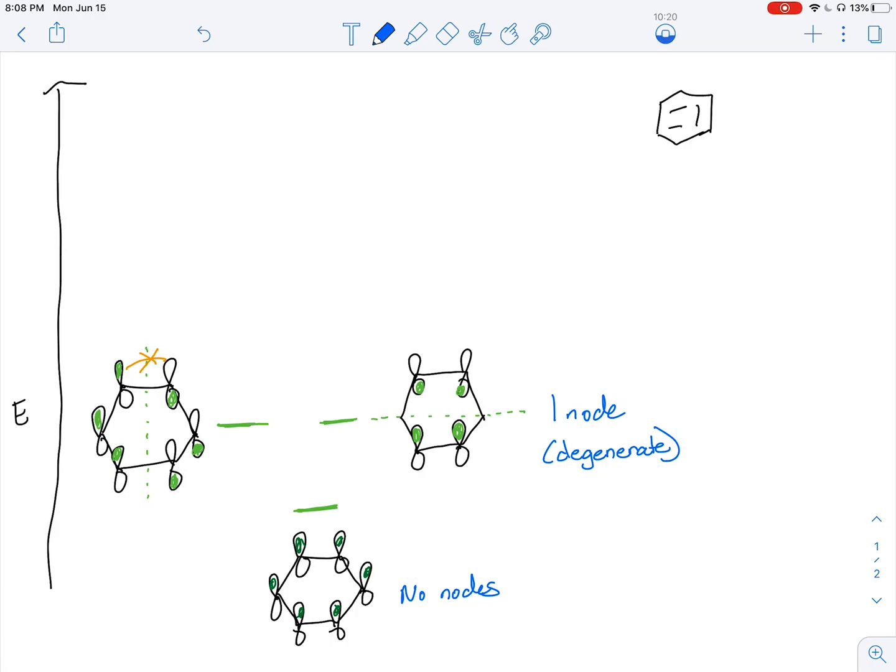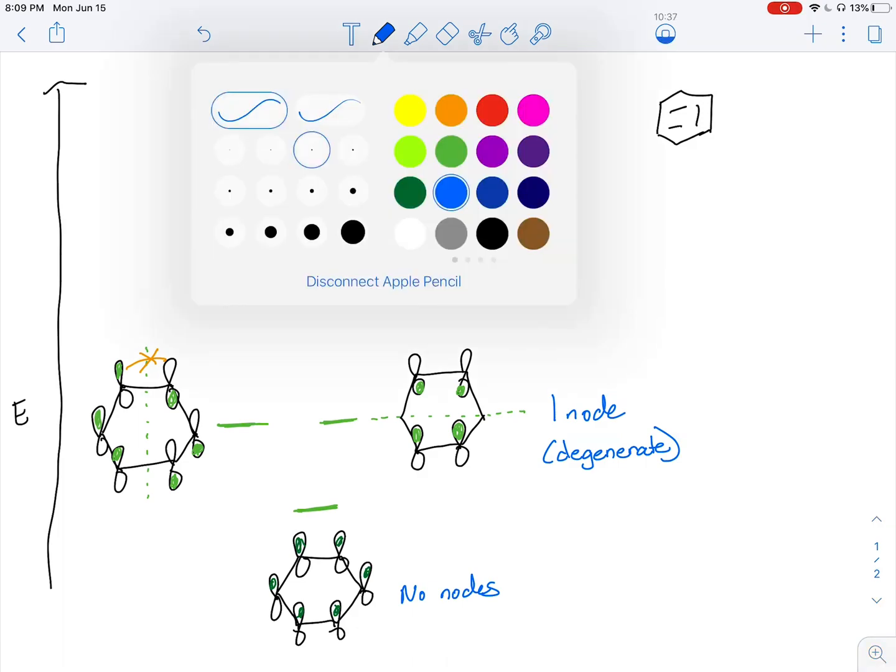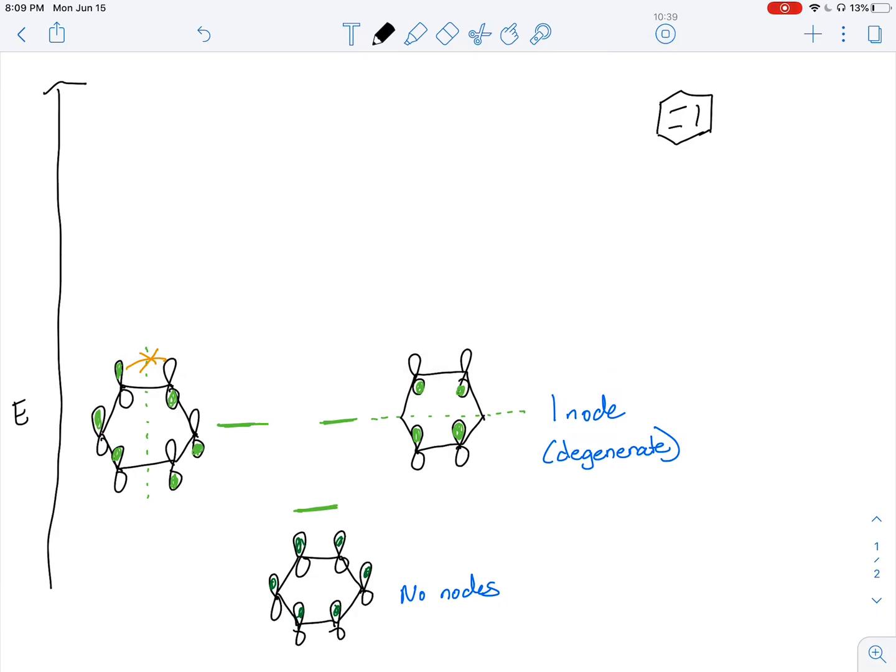So if we go up one more energy level, then you can probably predict how many nodes the next energy level will have. And hopefully you realize, well, if we're going up one, probably the next one will have two nodes. So if we look at this, we can draw them out again.